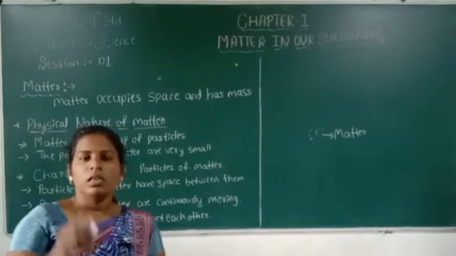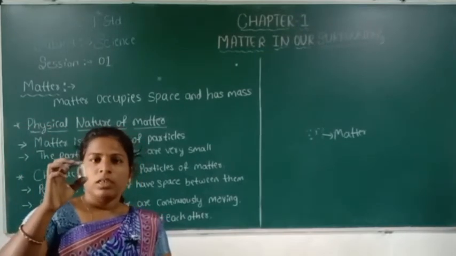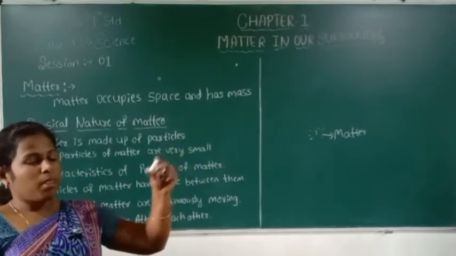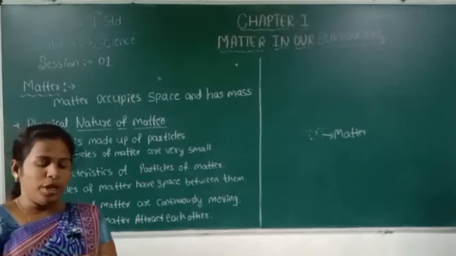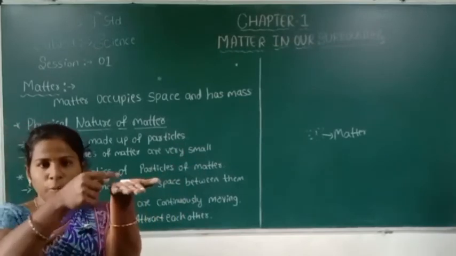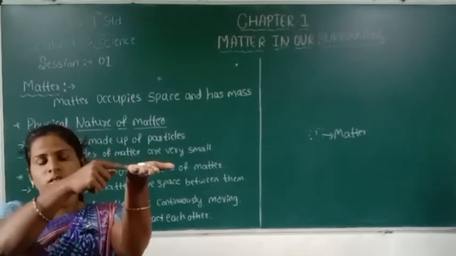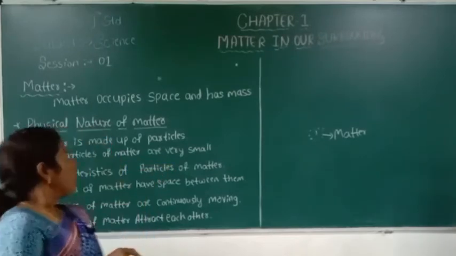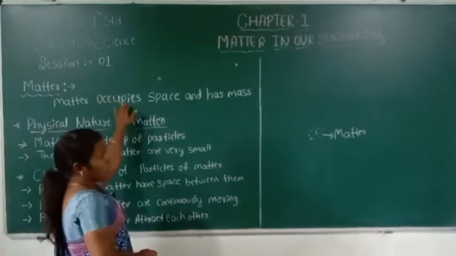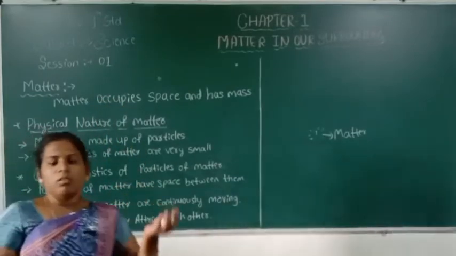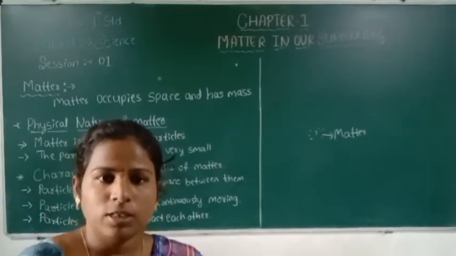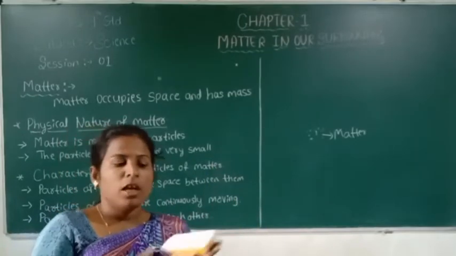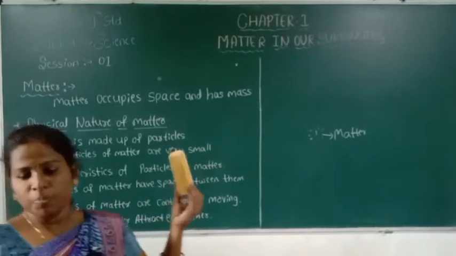For example, look at this chalk. It has some space. When I hold it in my hand, it occupies some space here. Have you seen this? So matter occupies space and it has mass. And what about the duster? The duster also occupies some space and it has some mass.